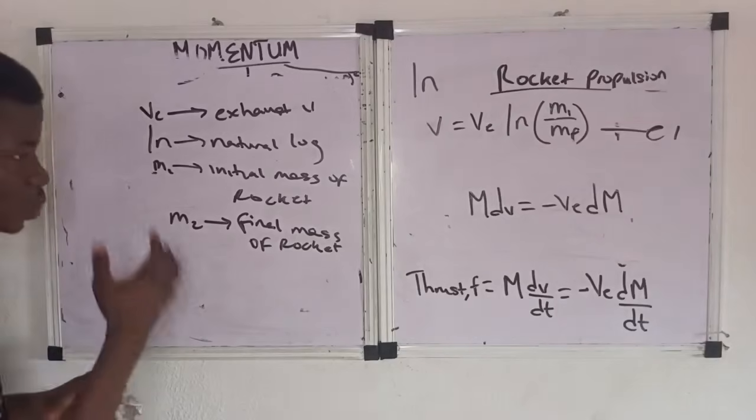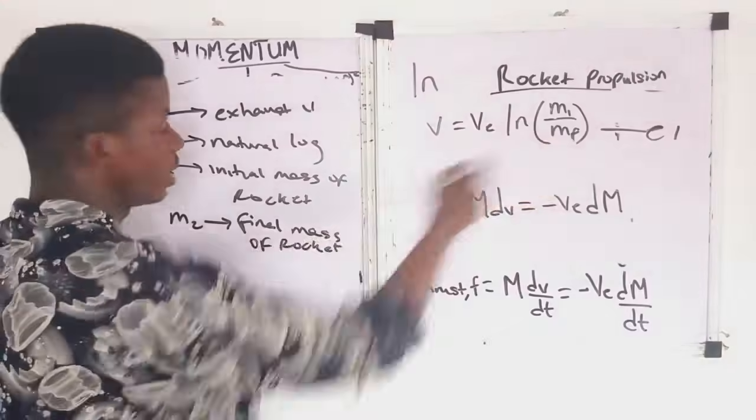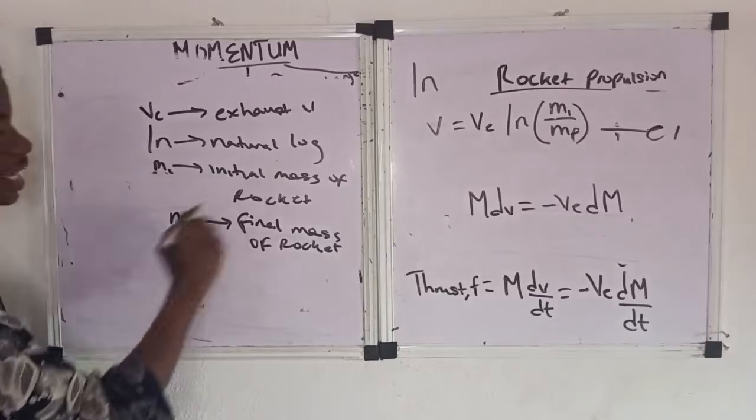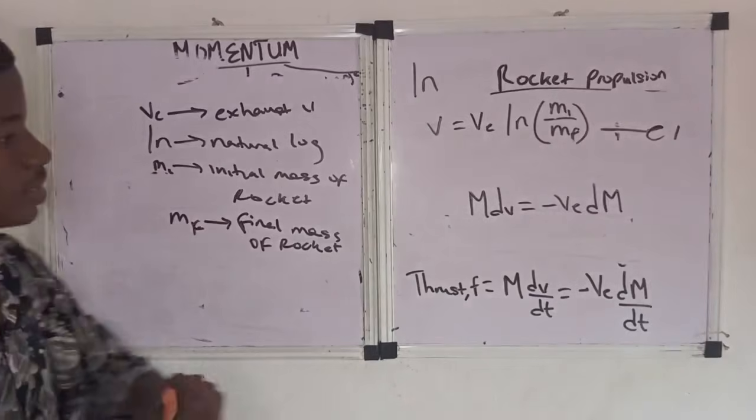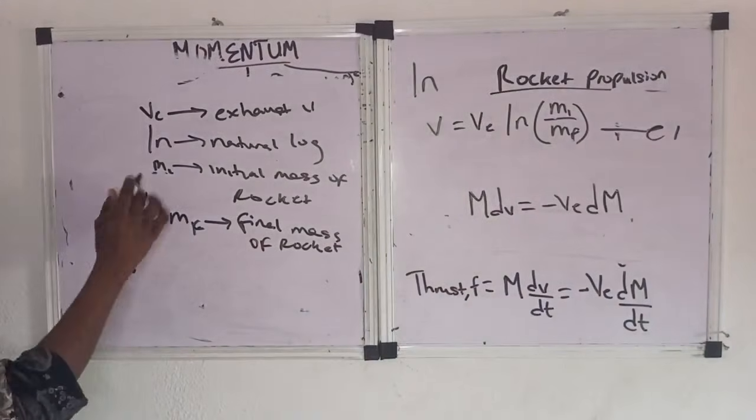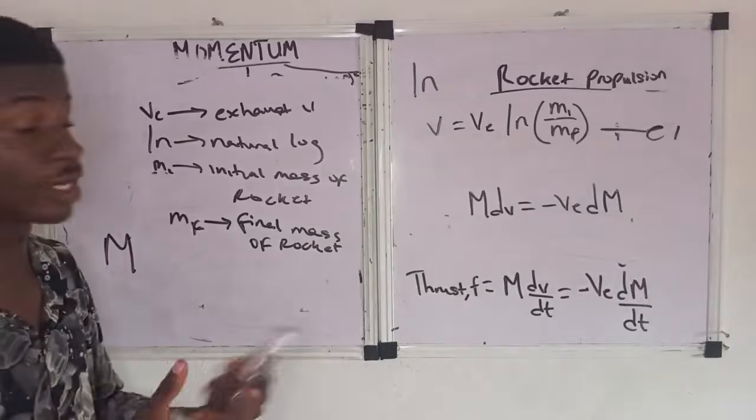So M2 is the same as what? Mf. Yes, this is the initial mass and this is the final mass. So this one here is M, which is the mass of the rocket plus the fuel.